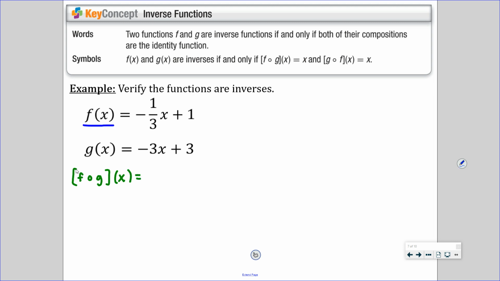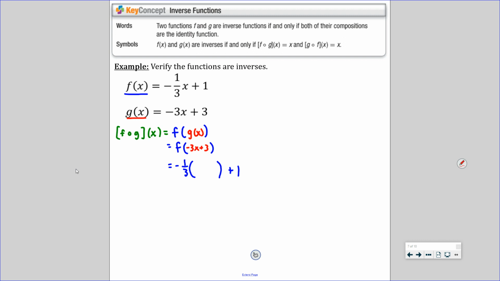All right, so f of g is f of g of x. We're going to take g, which is negative 3x plus 3, and plug it into f. So f is negative 1/3 x plus 1, and we're plugging in negative 3x plus 3. Now you have to show me step by step the algebra here.